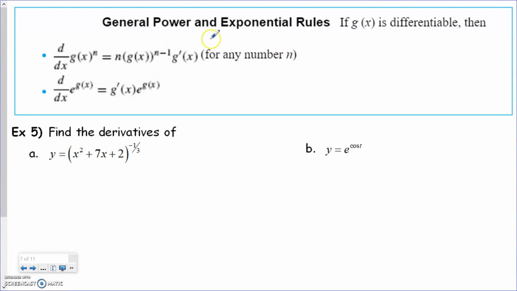Next one, general power and exponential rules. The derivative of e to the x is e to the x, but then you have to remember to multiply it using the chain rule. Same thing with the power. Multiply by the exponent, subtract 1 from the exponent, then multiply by the derivative.